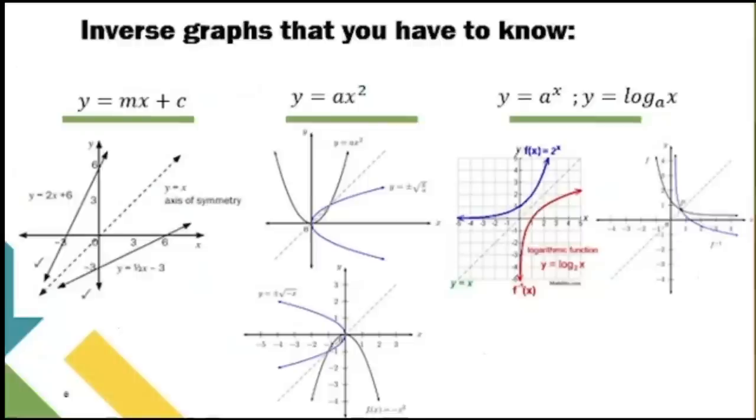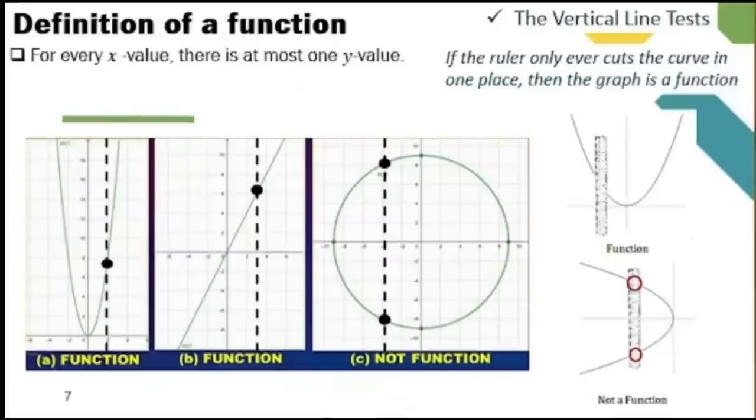So what are the inverse graphs that I have to know? The first one is a straight line, y equals mx plus c. Then I have two options for my parabola: if my a value is positive, I have a happy parabola, or if my a value is negative, I've got a sad parabola. And then there are two options for my exponential graph. Remember, the inverse of an exponential graph is a logarithmic graph. So please ensure you know these.